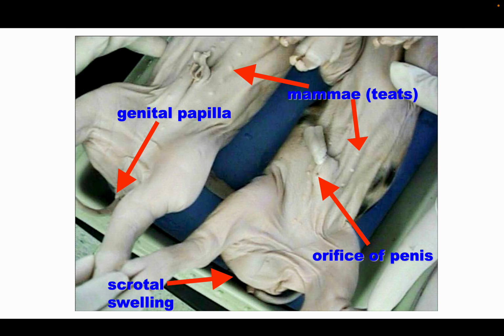Here is another diagram that you can use to identify the sex of the pig as well. So we have the genital papilla and the scrotal swelling like we talked about earlier. In males, underneath the umbilical cord, there's also an opening called the orifice of the penis. This is where the penis is going to protrude out during copulation, and you do not see that in the female. So this is another way that you can identify the sex of the pig.